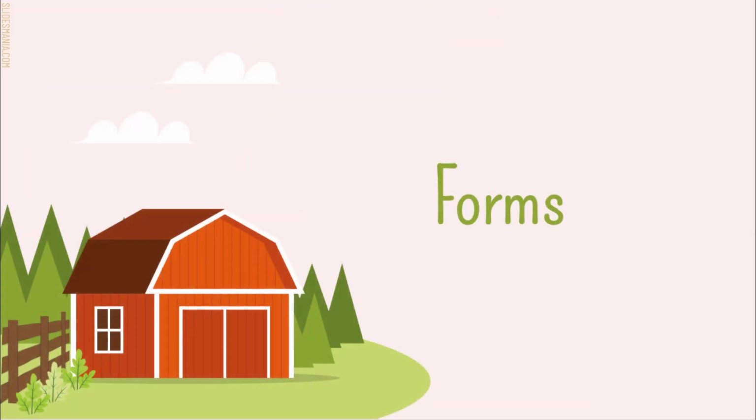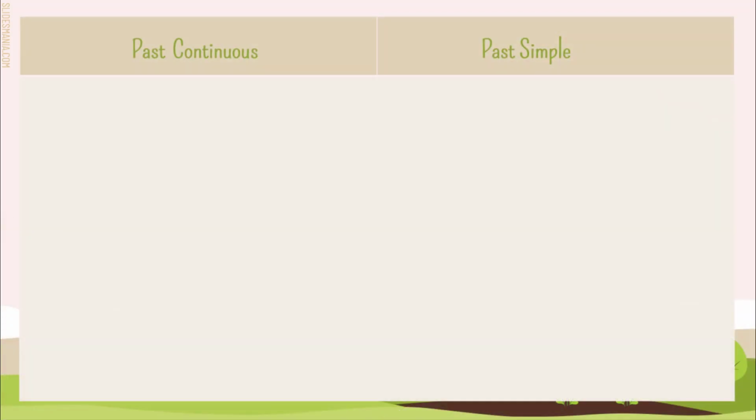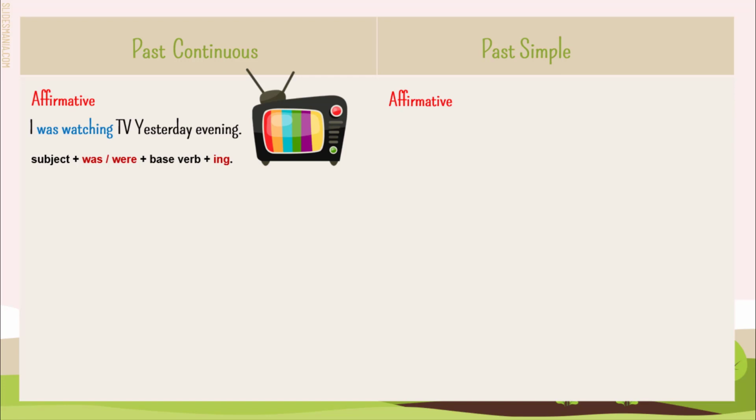Forms. The affirmative form. For the past continuous affirmative form, we start with the subject plus was or were plus base verb and ing. For example, I was watching TV yesterday evening.